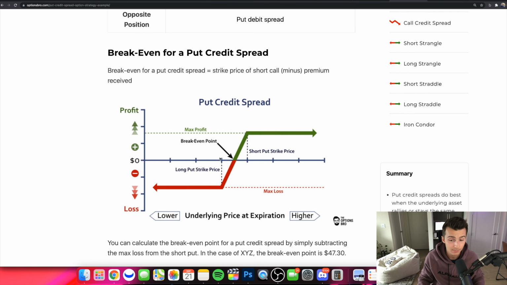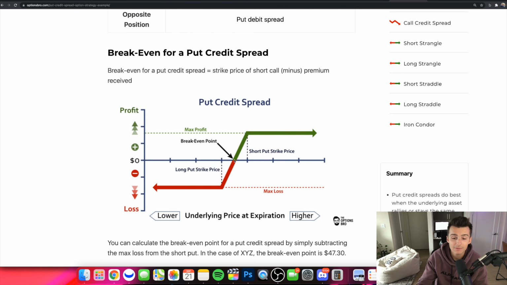So again, on the put credit spread side, the max loss is if the stock is trading lower than the put that we went long, and the max profit is when we are trading higher than the put that we went short. And our break-even point is in between. To calculate that break-even point on the put credit spread, you'll want to take the strike price that you went short, and then subtract the premium that you got paid for putting on this position. That will give you your break-even price.